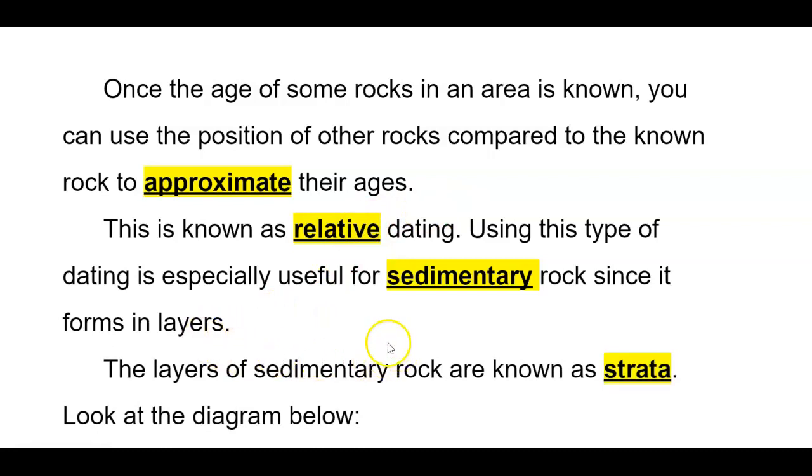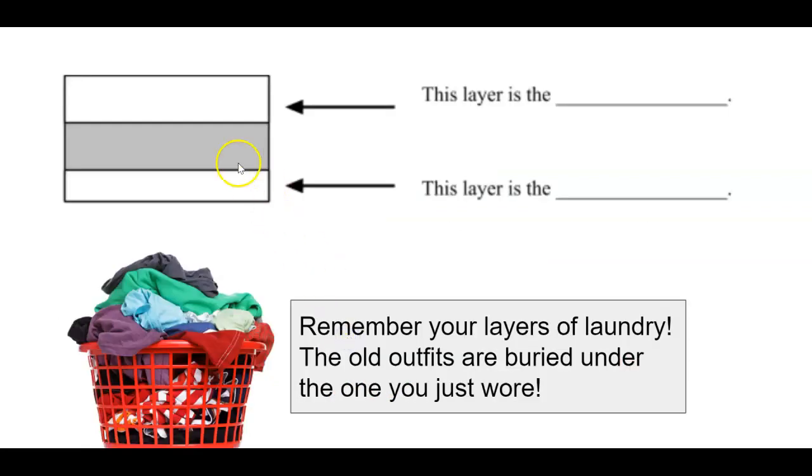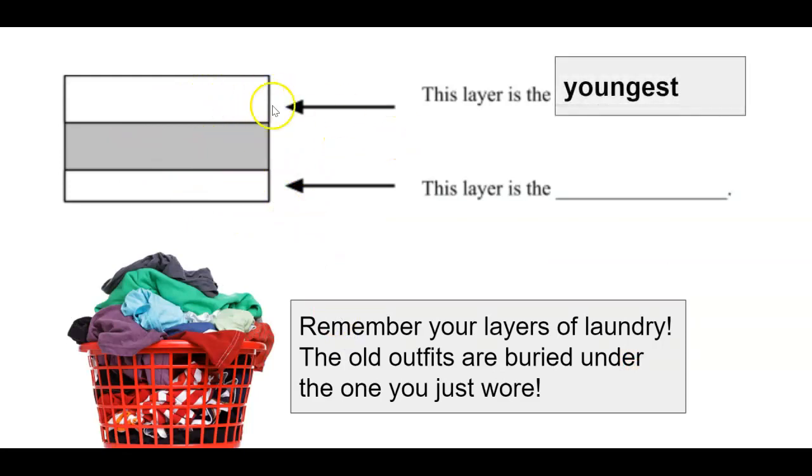And we're going to look at the diagram below. All right. In our picture here, this layer would be the youngest, and this layer is the oldest. Just like our layers of laundry, the old outfits are buried under the one you just wore. It's the same thing. I simply look to see which layer's at the bottom, what's at the top, and I'd know this gray layer is in between the age of the top and the bottom.